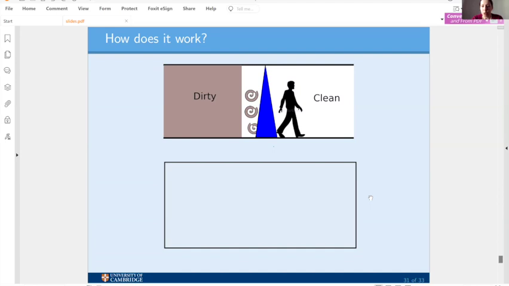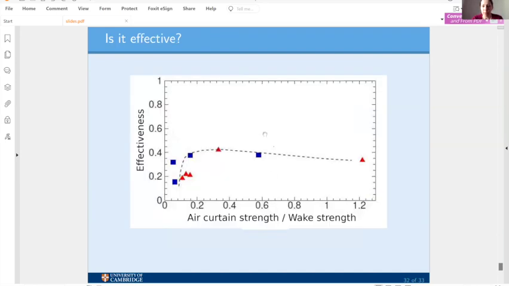In order to give you some quantitative results, what we found is that if we use such an air curtain, it can reduce up to half of the contaminant transport within the wake of a walking person compared to the unprotected case. Which means that we can use air curtains to try to mitigate the contaminant spread inside corridors.